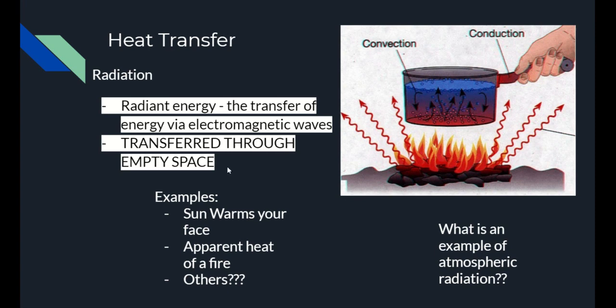So think about when you're sitting next to a campfire, right? Most of you have been camping. So when you're sitting next to a campfire, you can sit 3 or 4 feet away from the fire because you can still feel that heat coming off the fire. That's radiation, right? That's radiant heat. That's radiant energy happening to you, right? So, the sun warming your face would be that. The apparent heat off of a fire would be that, right? That's radiant energy, that energy that's coming off of an object, right?